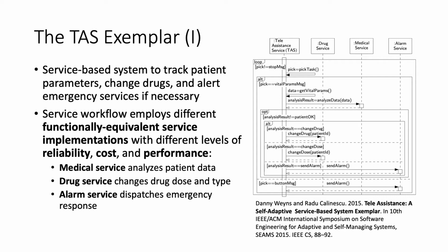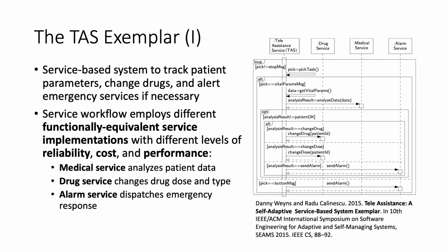The TAS, or teleassistance system, is a service-based system whose goal is tracking a patient's vital parameters to adapt drug type or dose when needed and taking actions in case of emergency. TAS combines three service types in a workflow that you can see to the right of the slide. When TAS receives a request that includes the vital parameters of a patient, a medical service analyzes the data and replies with instructions to either change the patient's drug type, change the drug dose, or trigger an alarm for first responders in case of emergency.